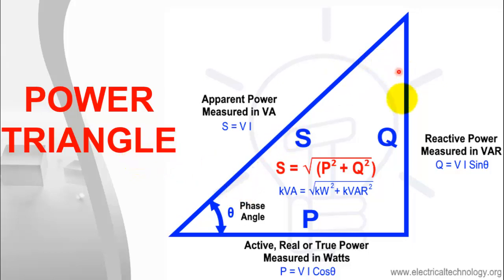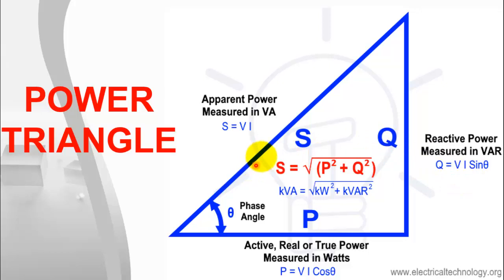On the three sides of a triangle, we have three different powers. On the base, we have P, which is active, real, or true power, and it is measured in watts or kilowatts. The formula is VI cos theta. Whereas on the perpendicular, we have Q, which is reactive power, measured in VARs or kVAR, and the formula is Q equals VI sin theta.